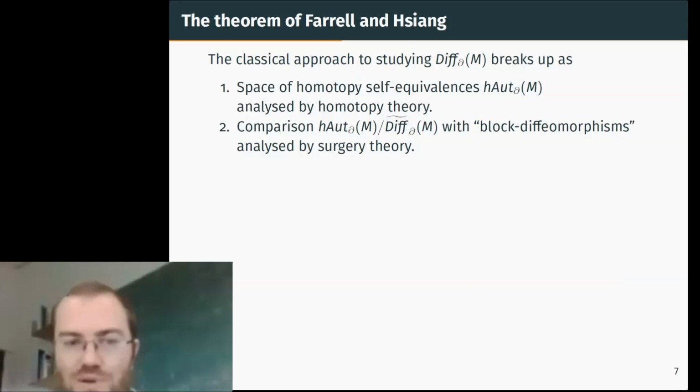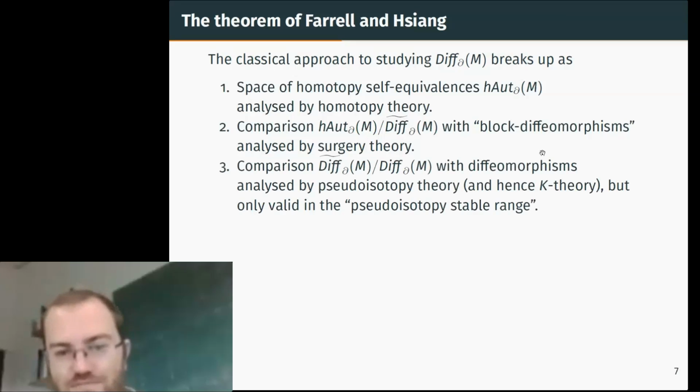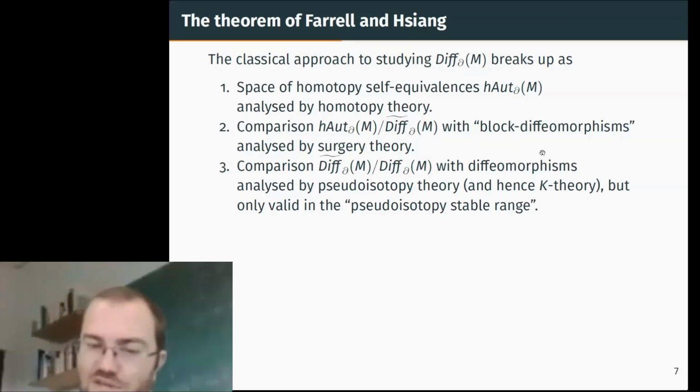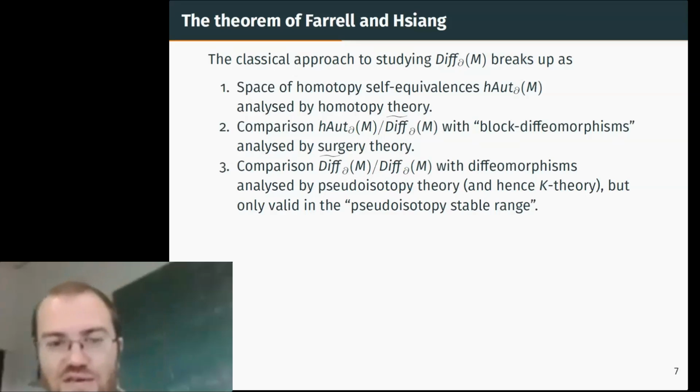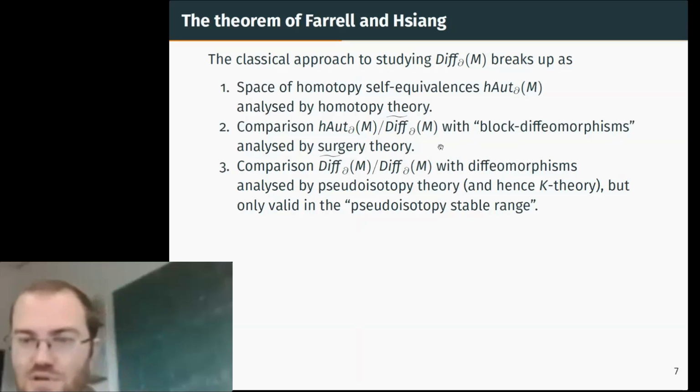In a sense, it's a more complicated object, but it can be analyzed by surgery theory. Essentially, what you can analyze by surgery theory are block diffeomorphisms. But then you have to deal with the fact that block diffeomorphisms are not what you were interested in. What you were interested in was diffeomorphisms, and so you have to understand the difference between these. And that's the subject of pseudo-isotopy theory, and that's where algebraic K-theory enters the story. But here there's an issue.